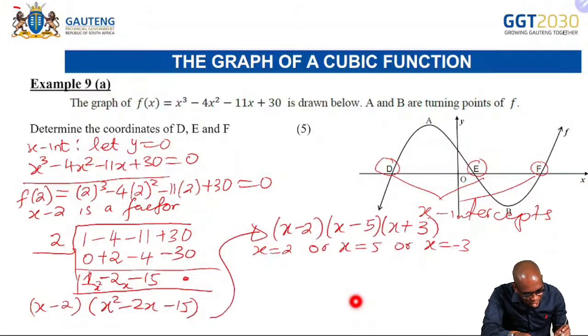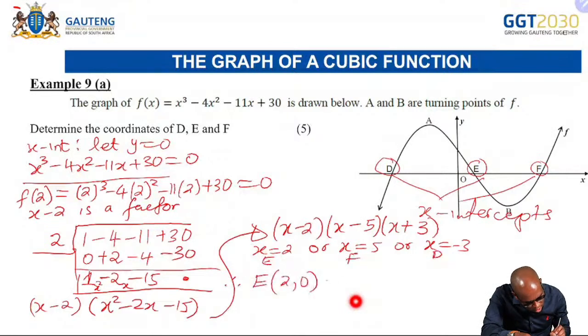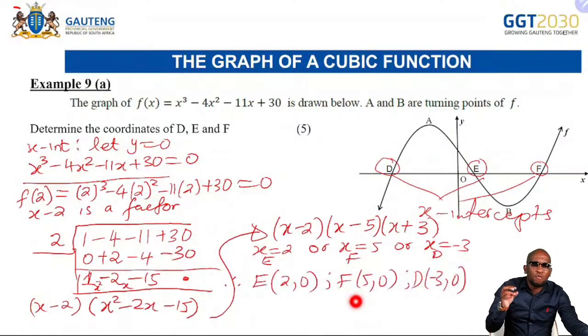We can see that the one that is negative is D. So x at D is minus 3, and x at E is 2, x at F would be 5. Therefore, the coordinates of E would be 2 and 0. The coordinates of F would be 5 and 0. The coordinates of D would be minus 3 and 0. So you've worked out the coordinates of E, D, and F.